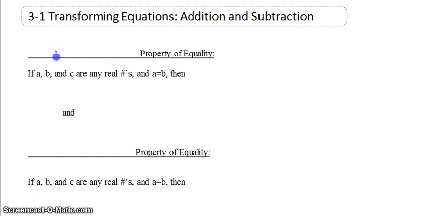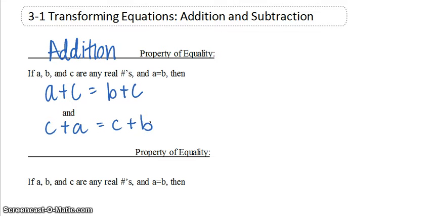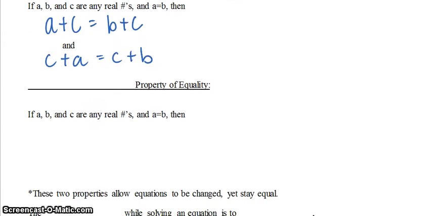So the addition property of equality states that if A, B, and C are real numbers and A equals B, then A plus C equals B plus C, and C plus A equals C plus B. So basically it's saying that if you add C to both sides, it's going to stay the same if A and B are already equal. So it doesn't change the problem.